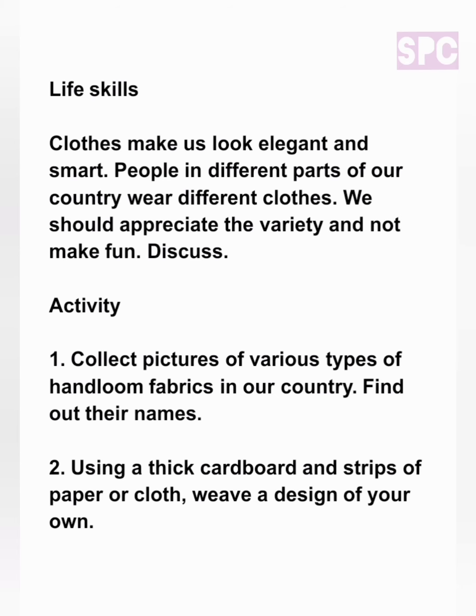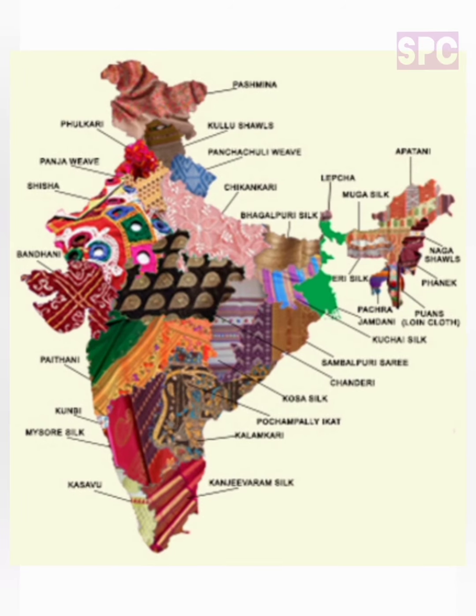Next is activity. Activity number 1. Collect pictures of various types of handloom fabrics in our country. Find out their names. So children, in this image you can see different handloom fabrics which are prepared in different states of our country. Based on this information, you can collect images of these handloom fabrics and paste them in your notebook along with their names.